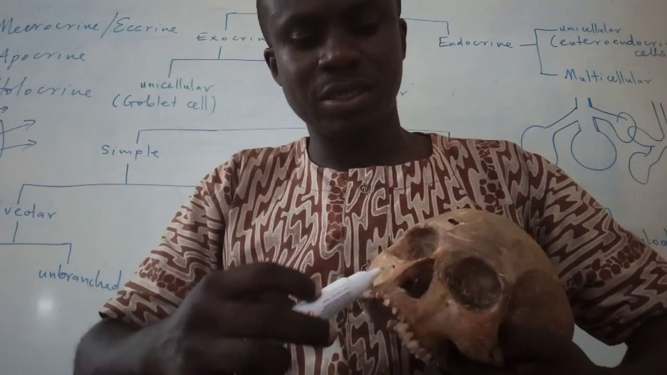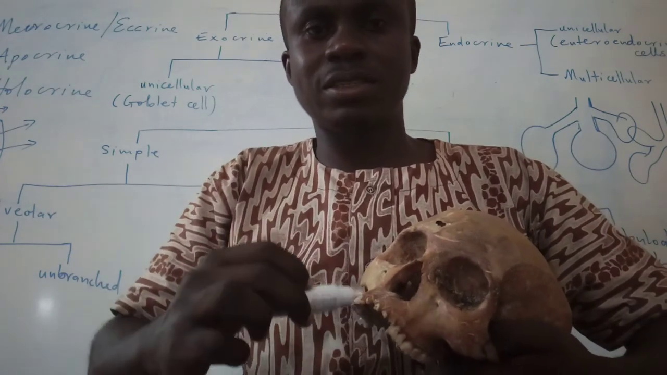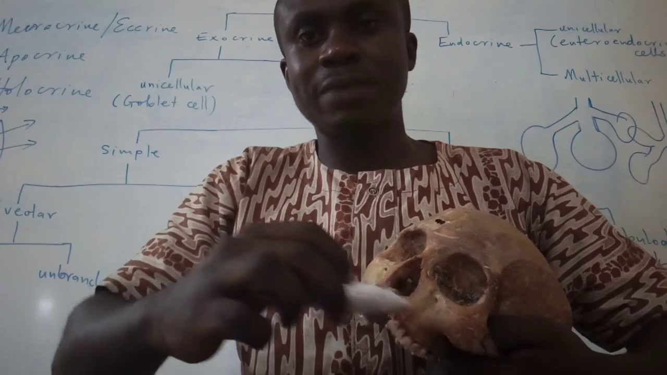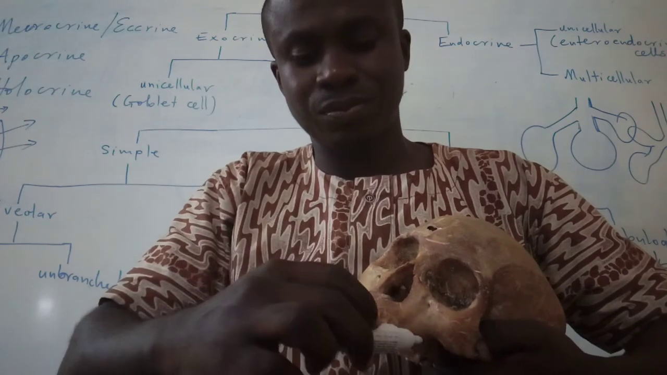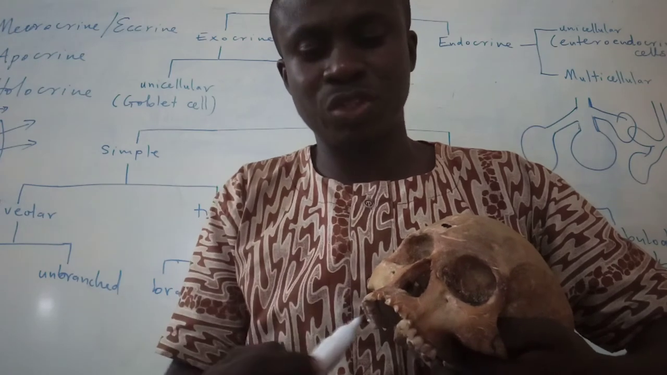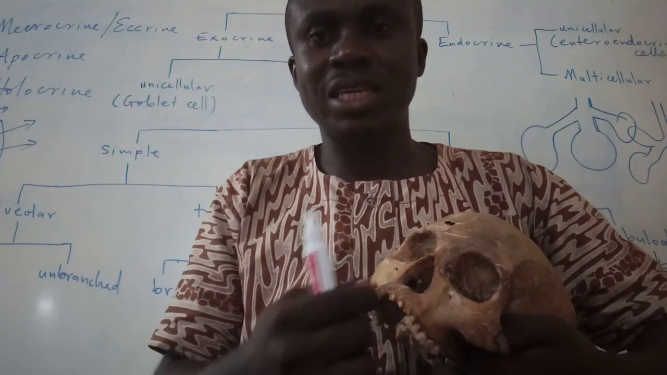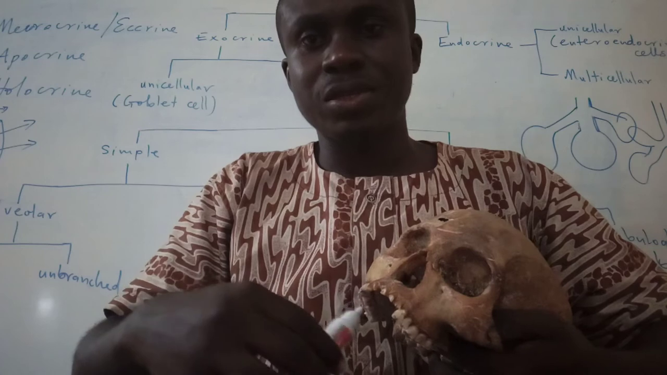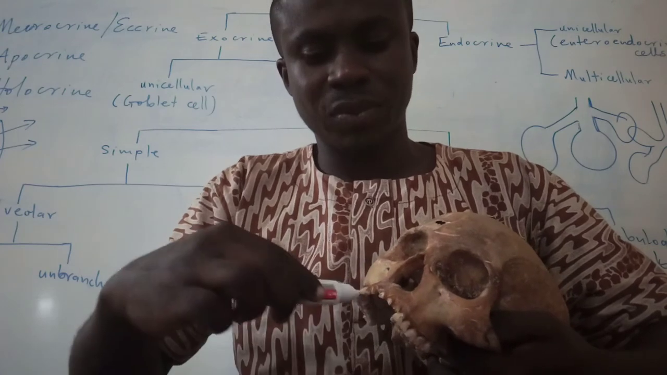Now, this is the maxilla, which is the upper jaw bone. You have this alveolar margin with these pits, which will be occupied by the roots of the teeth. Alveolar margin.